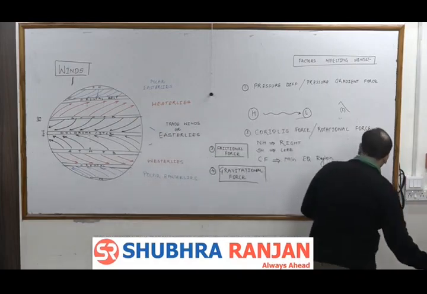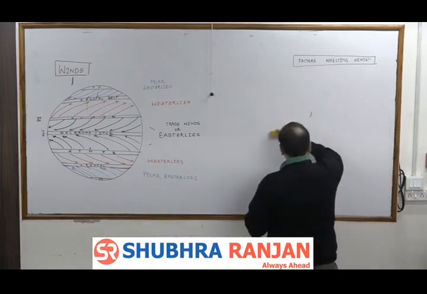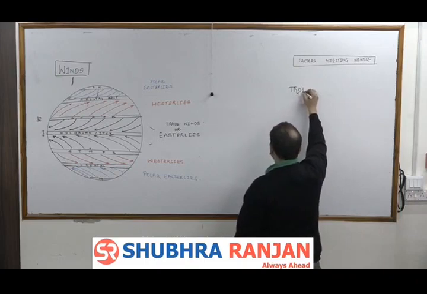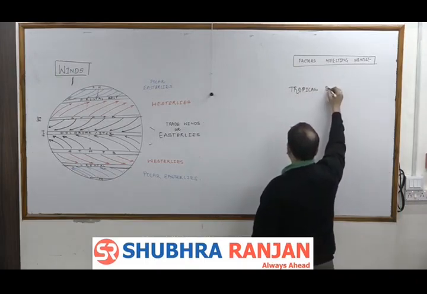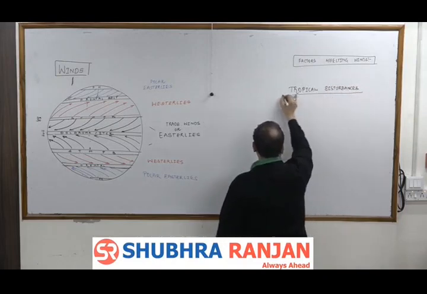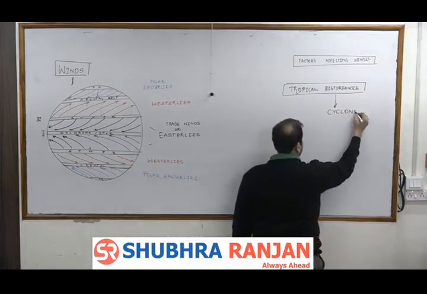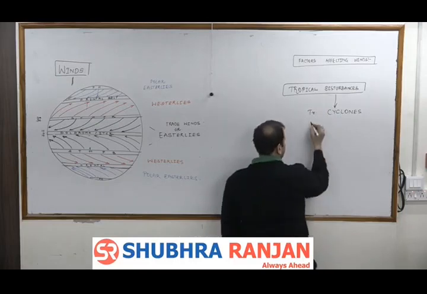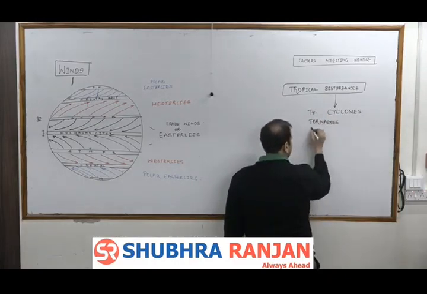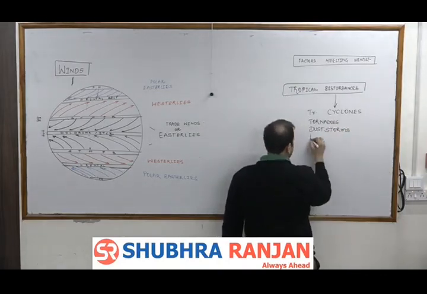Therefore, the wind velocity is greater in the tropical and subtropical disturbances. Tropical and subtropical disturbances such as कौन से tropical disturbances? Such as tropical cyclones, right? Tropical cyclones, tornadoes, dust storms, thunderstorms.